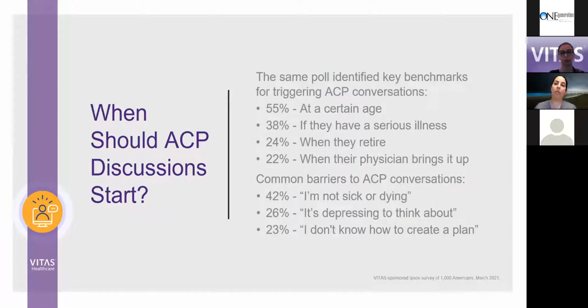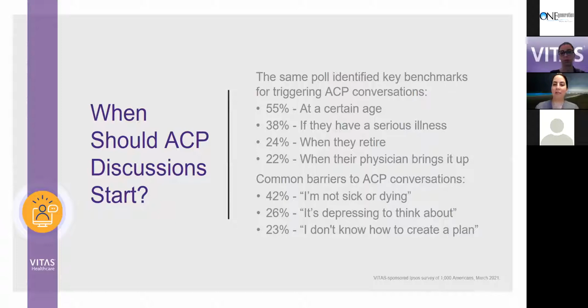So the same poll was looking at key benchmarks for triggering advanced care planning conversations. So 55% at a certain age, 22% when the physician brought it up. But I think it's more important to even see the common barriers to the conversation.